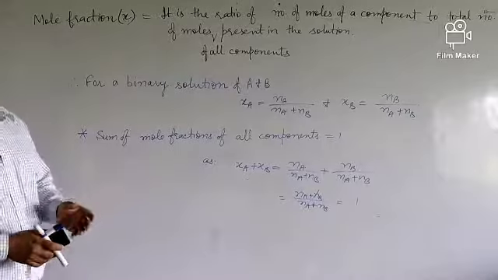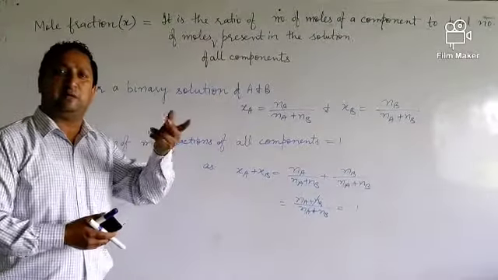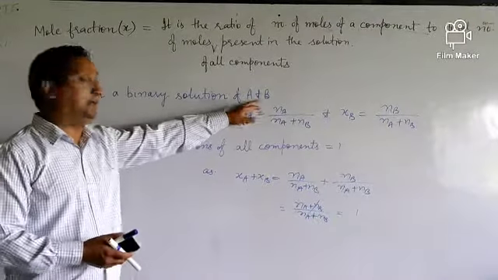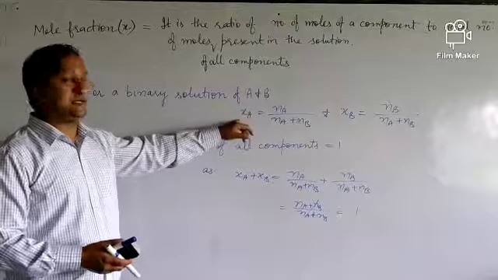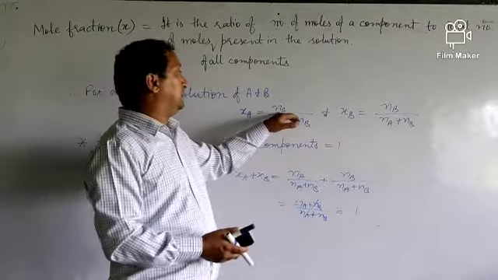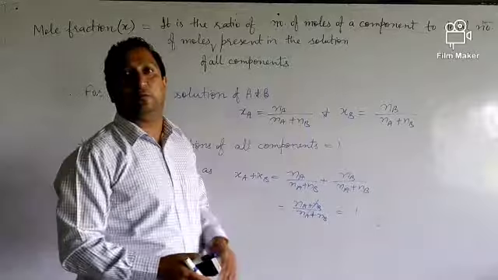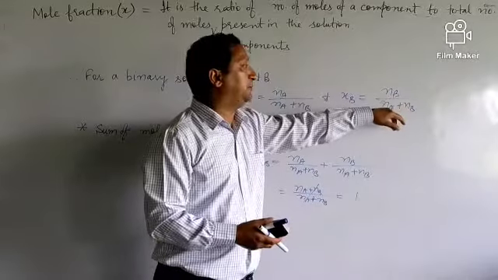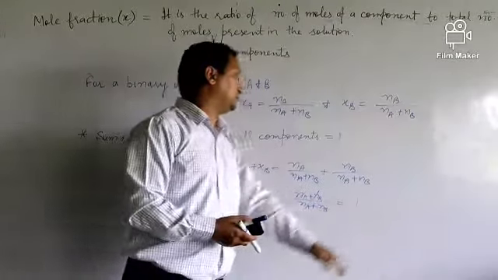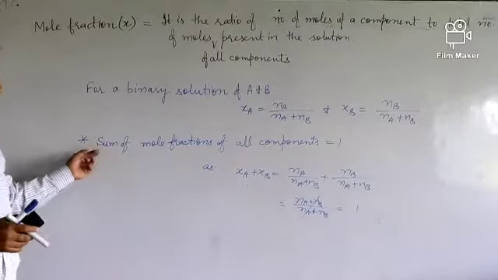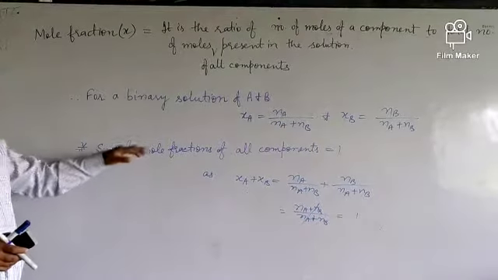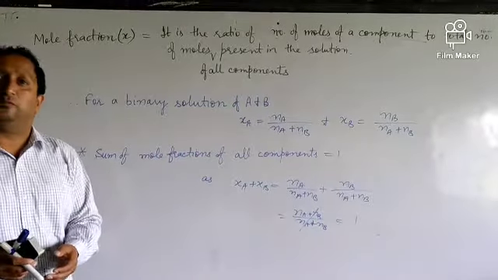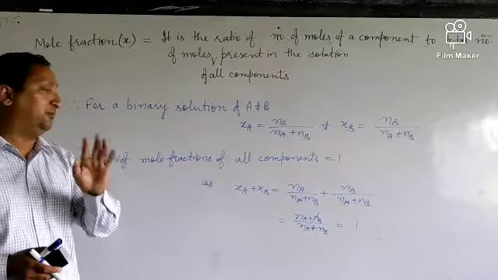Okay. So let us take a binary solution. Binary solution means which is made up of 2 components. Suppose that those 2 components are A and B. So for that, mole fraction of A is equal to number of moles of A upon number of moles of A plus number of moles of B, and XB is equal to number of moles of B upon number of moles of A plus number of moles of B. Remember, this is important. Sum of mole fractions of all the components taken in a solution is equal to 1. That will always be equal to 1.